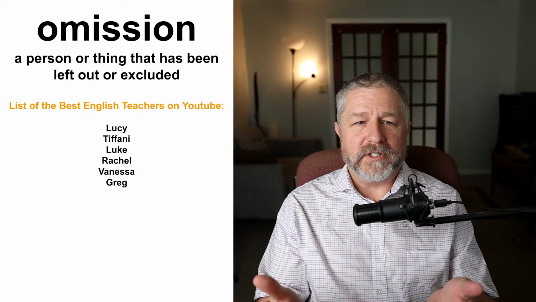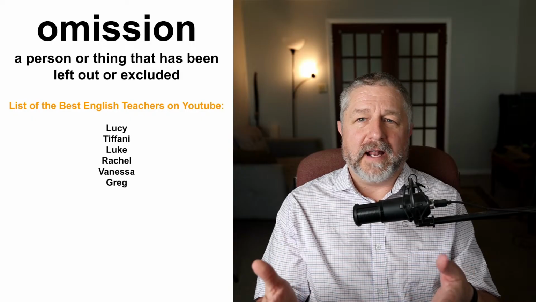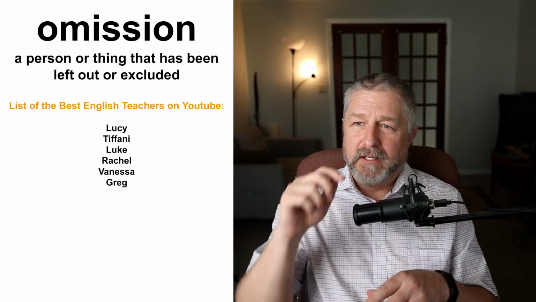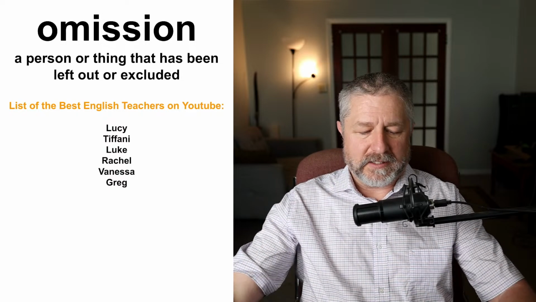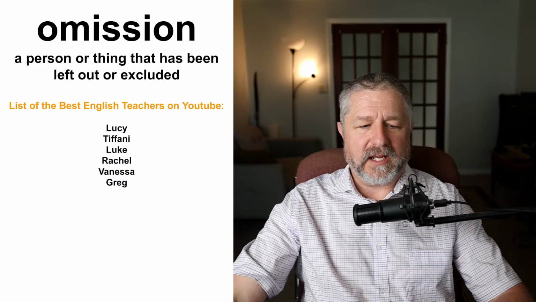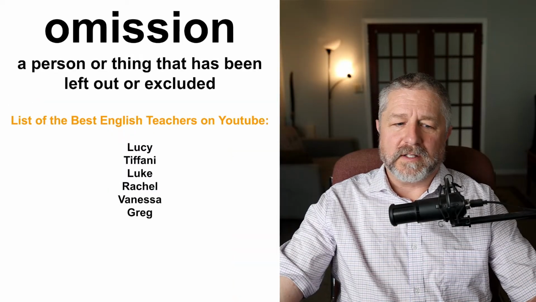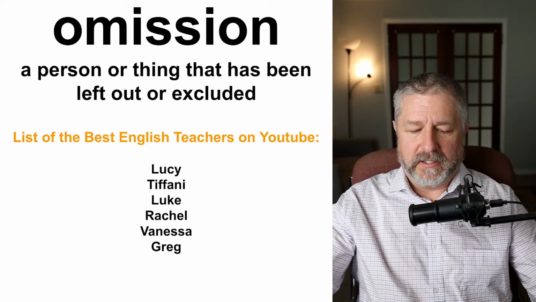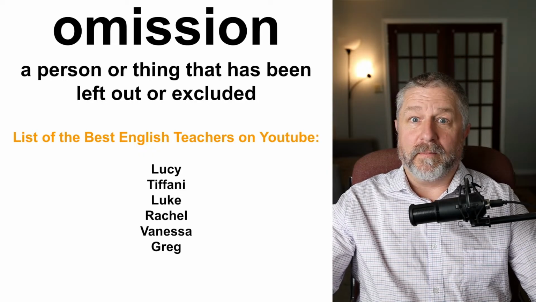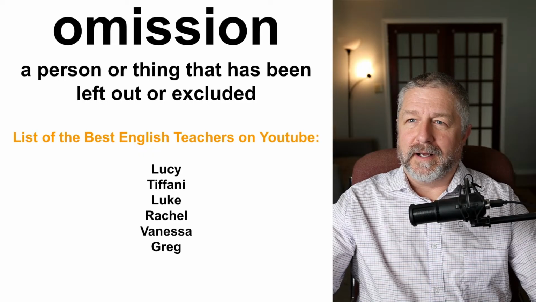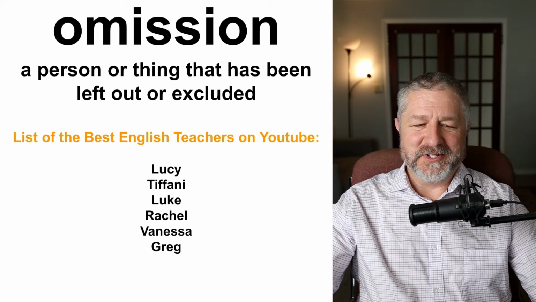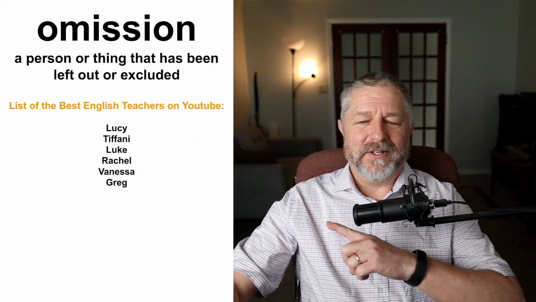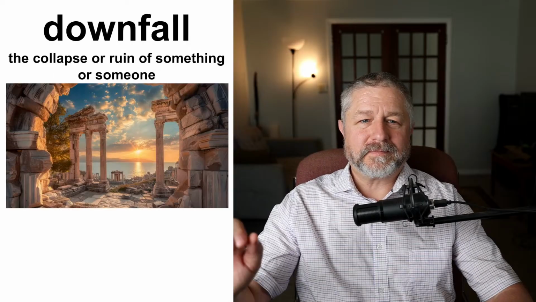There are some omissions. There are some persons that have been left out or excluded. And this happens quite often in life. It can happen whenever someone makes a list. You might say to that person, hey, there's an omission here. You forgot someone. Like, why Lucy, Tiffany, Luke, Rachel, Vanessa, Greg? What about, and then I can't think of another. What about Mike? I'm trying to think of the other English teachers on YouTube. I don't watch a lot of other English teachers on YouTube, but you might say there is an omission.